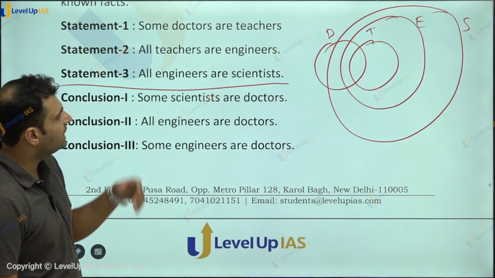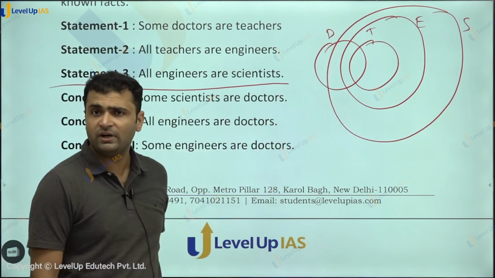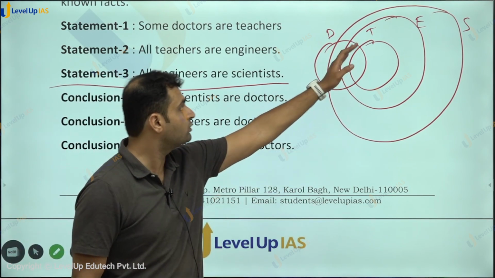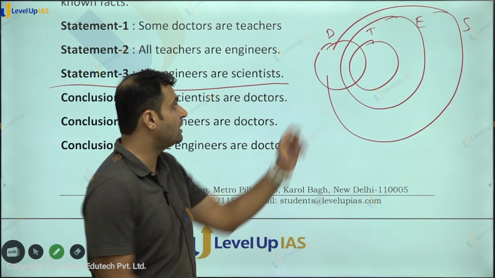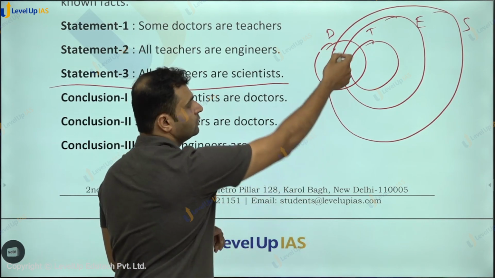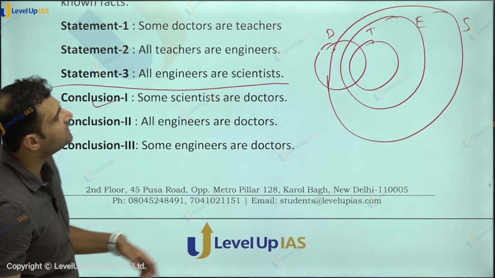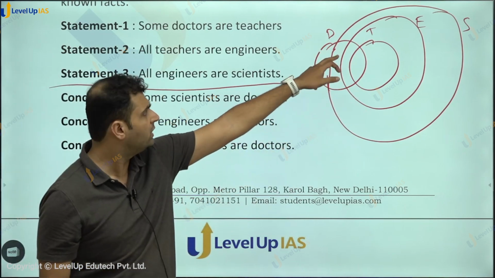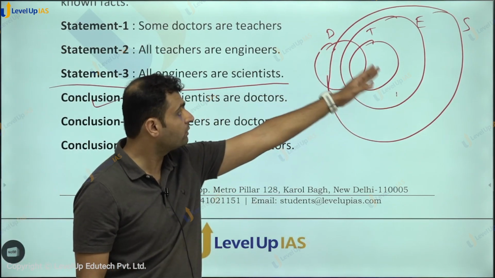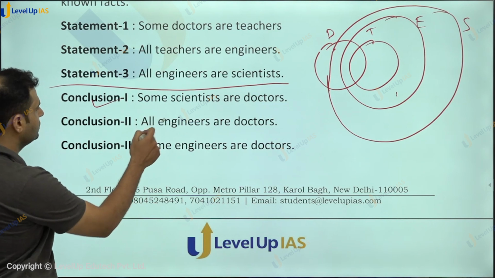First conclusion: some scientists are doctors. Definitely true, because some teachers are doctors, so it has to go outside. At least some common thing will be there. So some scientists are doctors, true. All engineers are doctors may not be true. Here we have engineers which are not doctors, correct? So this is not true.